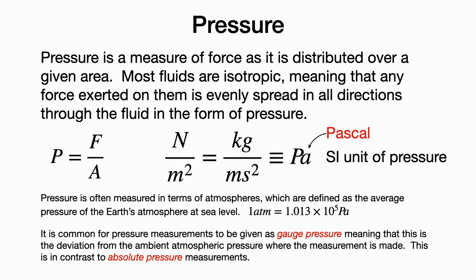It is common for pressure measurements to be given as gauge pressure, meaning that this is the deviation from the ambient atmospheric pressure where the measurement is made. This is in contrast to absolute pressure measurements, and in fact, the absolute pressure at a given point would be the gauge pressure plus the current ambient atmospheric pressure.